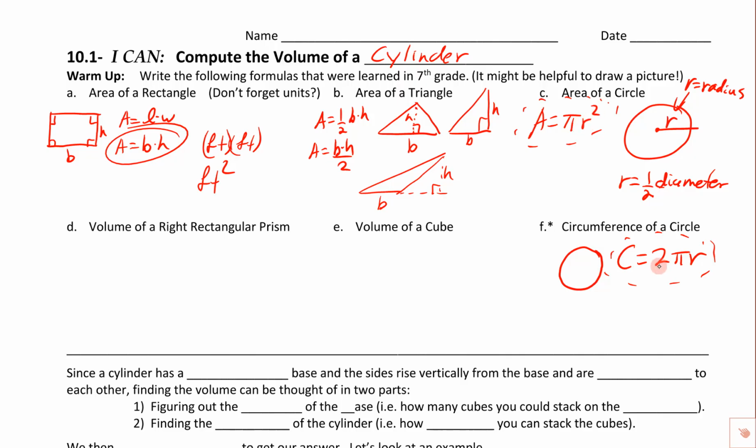So the 2 is a coefficient out in front here on the circumference, the 2 is an exponent up here. Okay, let's talk about volumes for just a second. Volume of a right rectangular prism, that's a fancy word for a box. So let's draw what a box would look like.